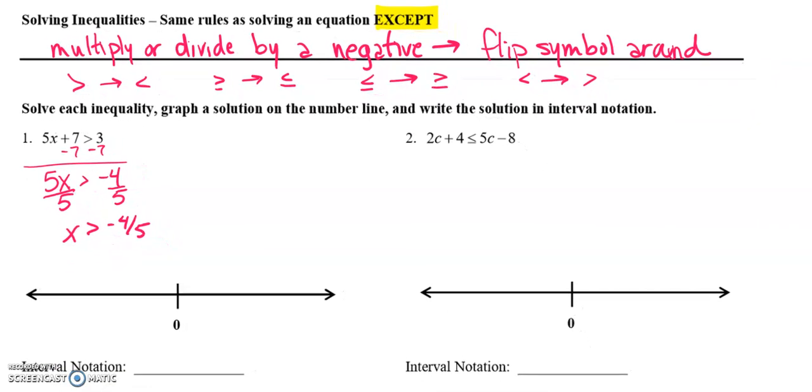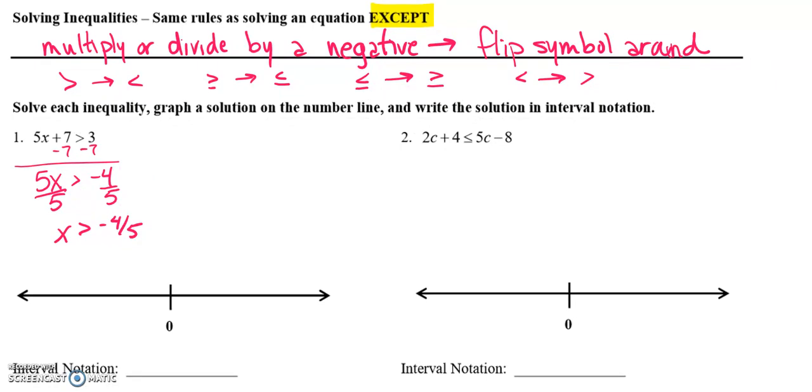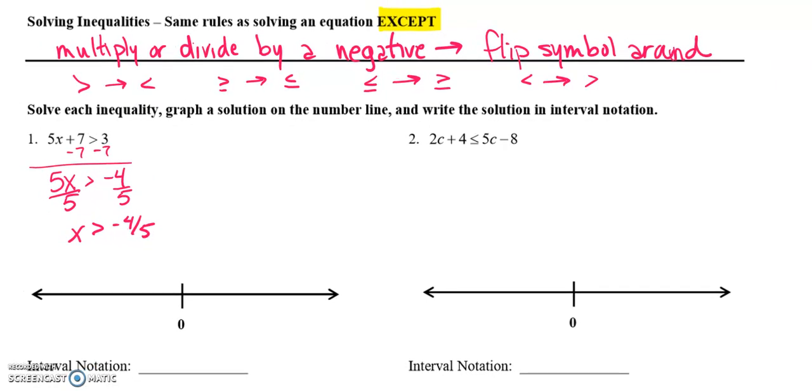Now, just because I got a negative number doesn't mean I have to flip anything around either. I did not divide by a negative, so I don't have to flip anything. So where's negative 4/5? Negative 4/5 is less than 0. I want numbers that are greater than negative 4/5, so I want numbers that go to the right. And what happens at the 4/5? I'm not equal to. So I will either have an open circle there, or I could have a parenthesis if I want to use that.